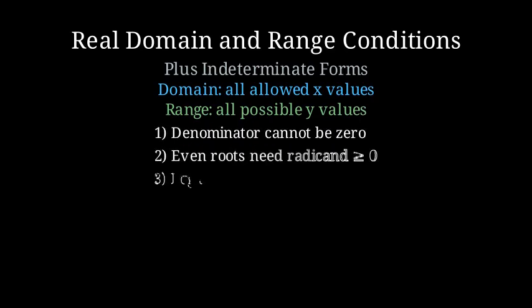We need to watch for three big things: division by zero, even roots of negative numbers, and logarithms of non-positive numbers. Example 1. F of x equals square root of 5 minus 2x.